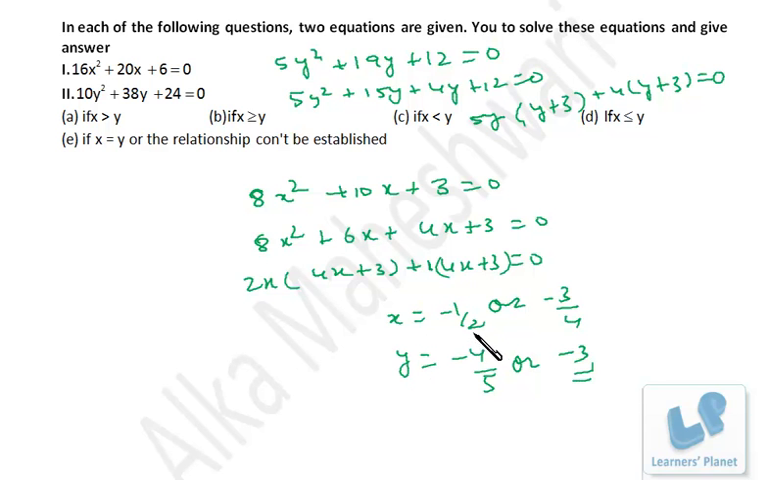Now we have to make the comparison between x and y. Now minus half is greater than minus 4 by 5 and minus 3 both as well. And similarly, minus 3 by 4 is also greater than both of them. So whether x is minus half or minus 3 by 4, or y is minus 4 by 5 or minus 3, in any case, if you make any pair, x is greater than y, right? So we are very, very clear about it. So x is greater than y. Okay.